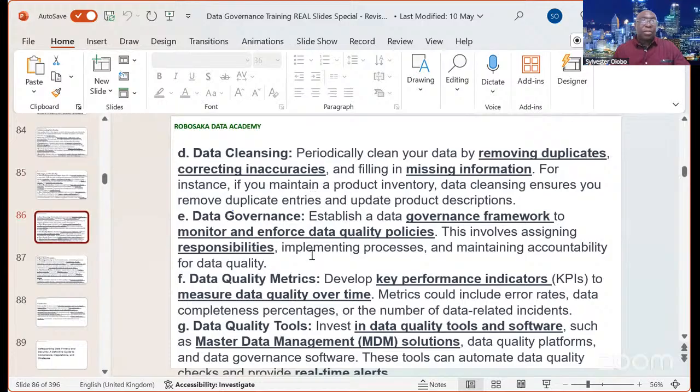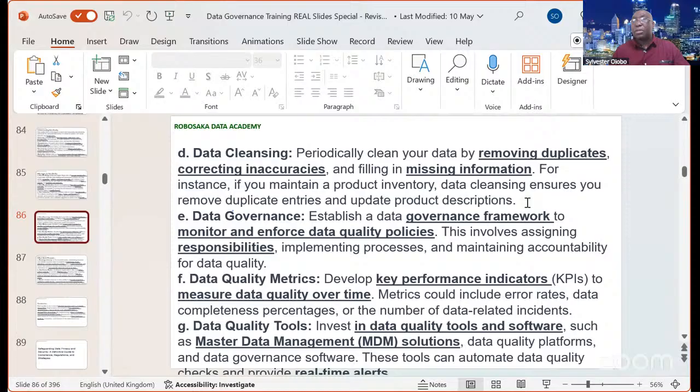Okay, so D is about data cleansing. Periodically clean. That is what Louis was making mention of. You can always periodically clean your data by removing duplicates, correcting inaccuracies. Those are part of the strategy used in ensuring that your data dimensions are met properly in order to ensure high data quality and integrity. So, what do you do? Filling in missing information.